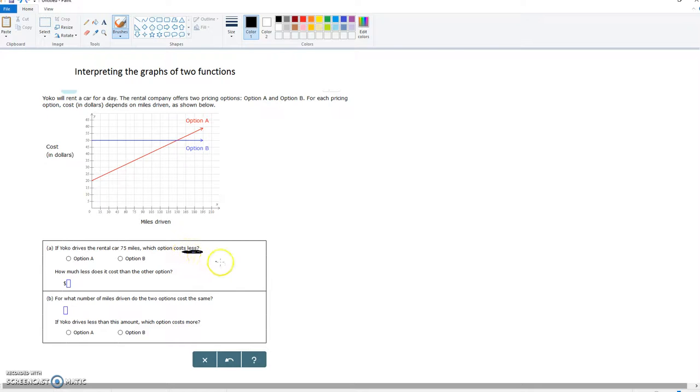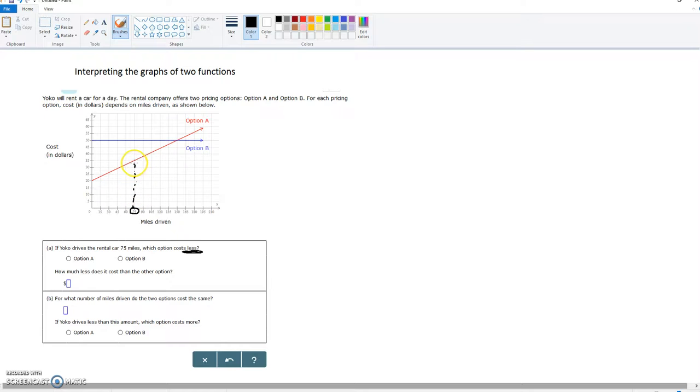It's going to be very important that you pay close attention to the key words. Sometimes they'll say more. Each problem will be different, and so you'll have to pay attention to those key words. So it says 75 miles, so we're going to go to our 75 miles here. And it says cost less. So we're going to go up here, and our cost goes from 0 to more expensive. So we're going to go until we hit the first line.